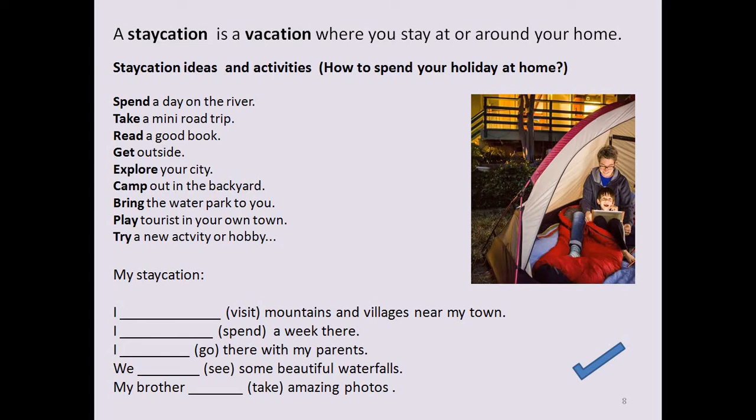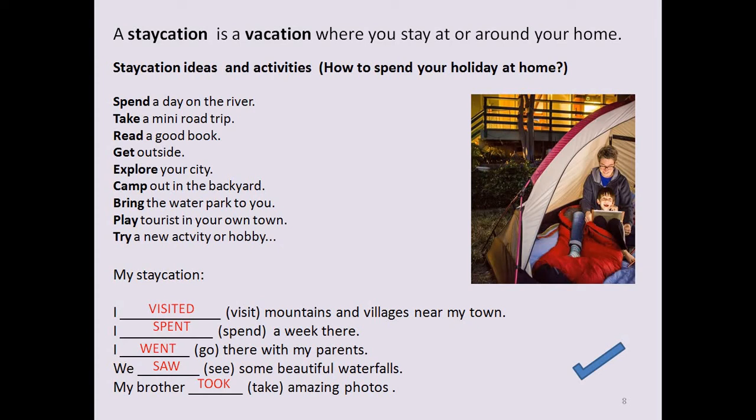Okay, so if we talk about our staycation in the past, how can we fill in these sentences? Ako govorimo u prošlosti, kako možemo popuniti ove rečenice? Posetio sam planine i sela u blizini mog grada. I visited mountains and villages near my town. I spent a week there. Proveo sam nedelju dana tamo. I went there with my parents. Išao sam tamo sa roditeljima. We saw some beautiful waterfalls. Videli smo divne vodopade. My brother took amazing photos. Moj brat je napravio divne fotografije.